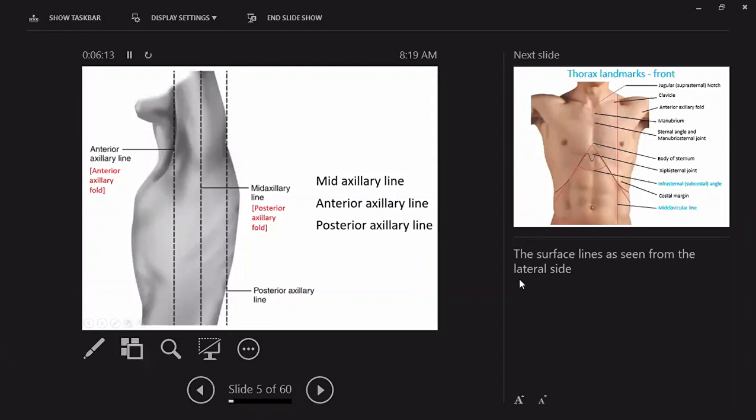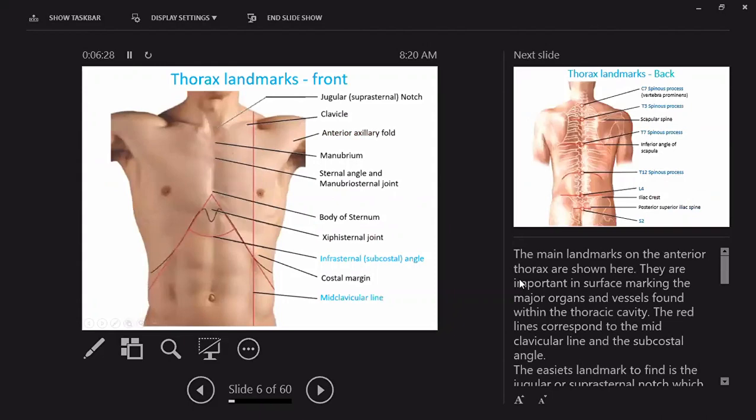So these are also important lines you will need for your clinicals, you need for your answers in, say, surface marking the pleura, surface marking the lung, surface marking the oblique and the horizontal fissures. You need these lines. Okay, thorax landmarks in front I have shown in this picture.